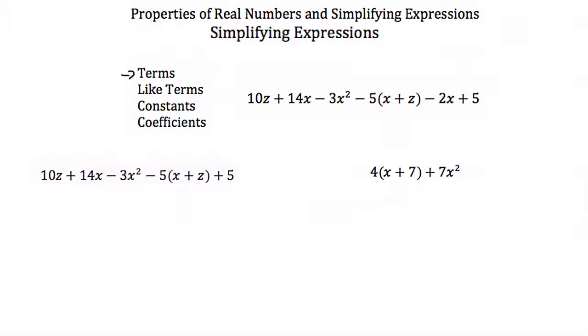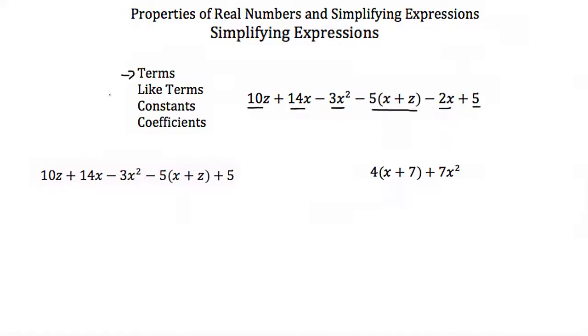A term is anything that's separated by a plus or minus sign. So 10z is a term, 14x is a term, 3x squared is a term, 5 times (x plus z) is a term, negative 2x is a term, and 5 is a term.